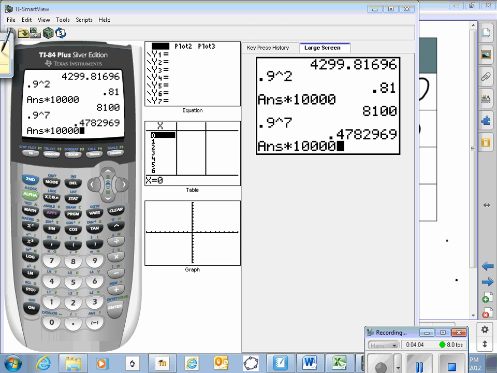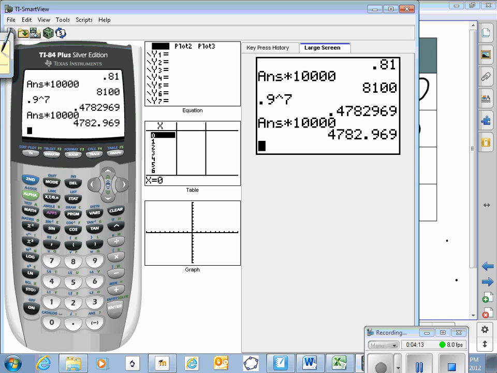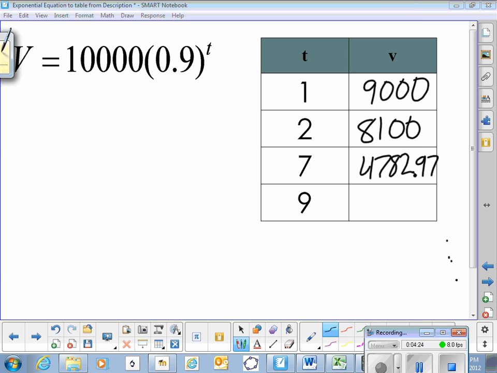So 0.9 raised to the 7th power is 0.478, times 10,000 is 4,782.969, or 97 cents at the end there. 4,782.97.